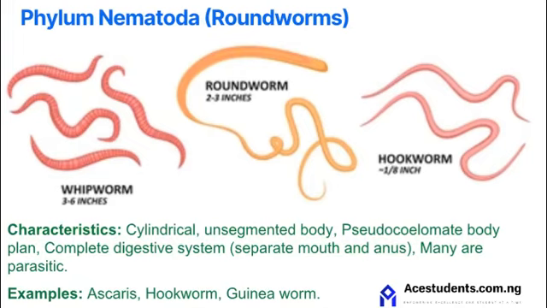Roundworms, or nematodes, have a cylindrical, unsegmented body structure. They are pseudocoelomates, meaning their body cavity is not fully lined with mesoderm. Unlike flatworms, they have a complete digestive system with a separate mouth and anus. Many roundworms, such as ascaris and hookworms, are parasites that infect humans, animals, and plants.